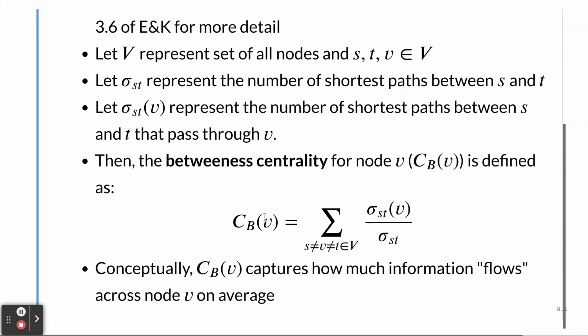The betweenness centrality for a node V is defined as the sum for all nodes S not equal to V not equal to T of that number of paths passing from S to T that go through V divided by the total number of shortest paths between S and T. So what we're doing is counting, for all possible pairs of nodes S and T, how many shortest paths there are, and then how many of those happen to pass through the node of interest V. We'll compute that fraction, and then we'll move on to a different pair of nodes, S and T.